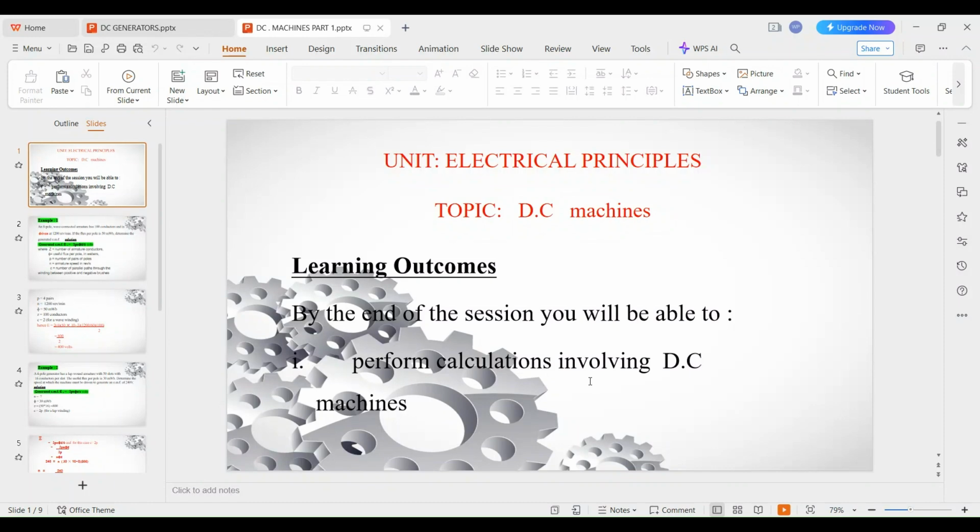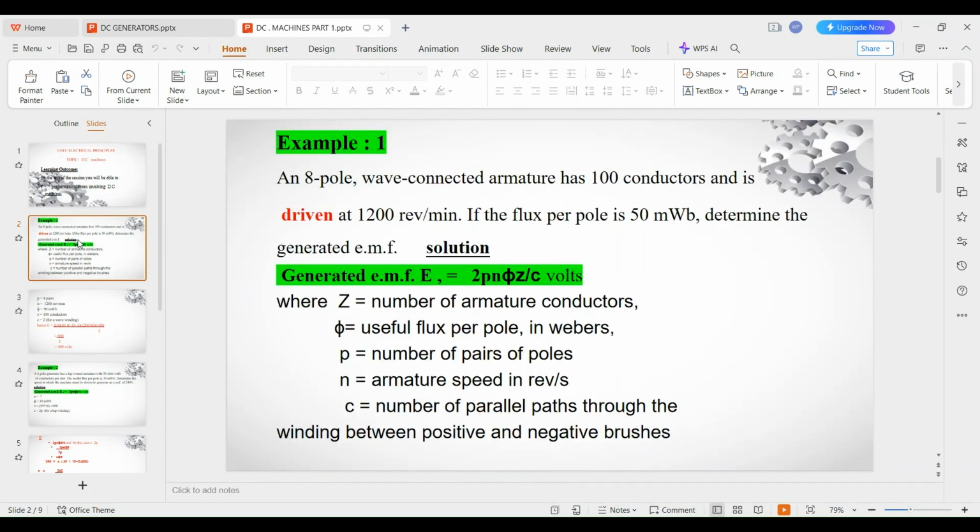calculations involving DC machines. So by the end of the session, you should be able to perform calculations involving DC machines. And we shall start with example number one. It says an 8-pole wave connected armature has 100 conductors and is driven at 1200 revolutions per minute. If the flux per pole is 50 milliwebers, determine the generated EMF.